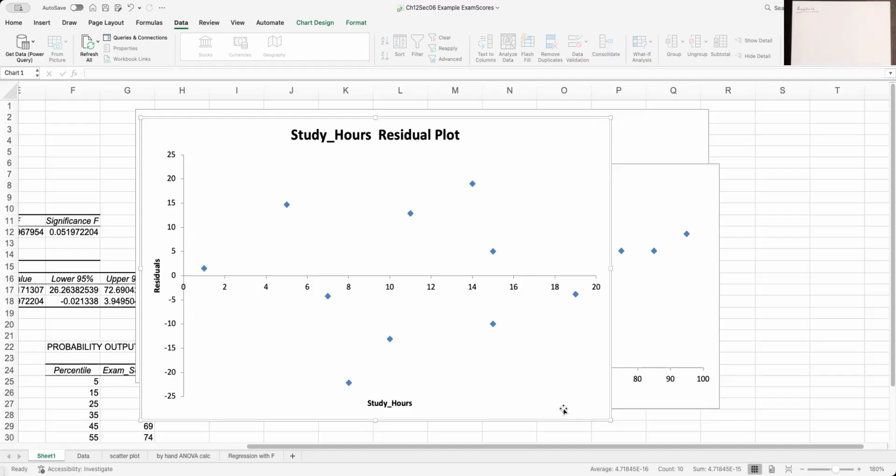If suddenly we had, everybody who studies a little, all of their residuals are small. Everybody who studies a lot, their residuals are big. Then I'd have some sort of a fan pattern. Questions?